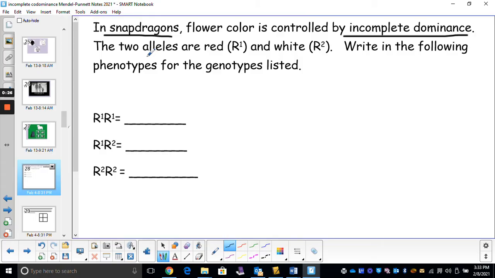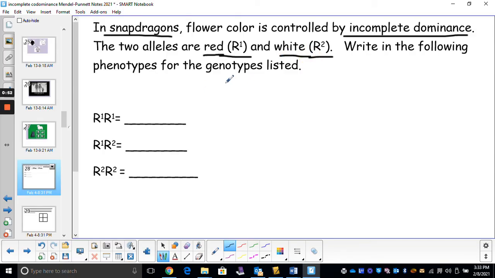So there's always two alleles, right? We could have a red allele or we could have a white allele. Now notice I have them both as capital R's because they're both dominant alleles. And I don't want you to worry about the 1 or the 2. There's no math or exponents involved here. It's just a little name tag. So the R1 allele will represent red. The R2 allele will represent the white color.